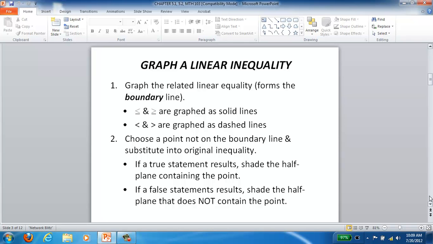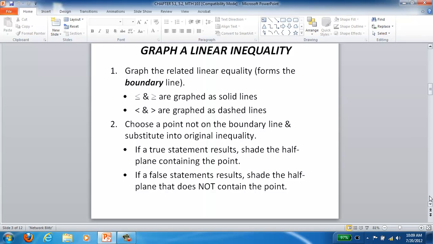If a true statement results from your substitution, then shade the half containing the test point. If a false statement results from the substitution, shade the other half of the plane that does not contain the point. Graph the related linear inequality.